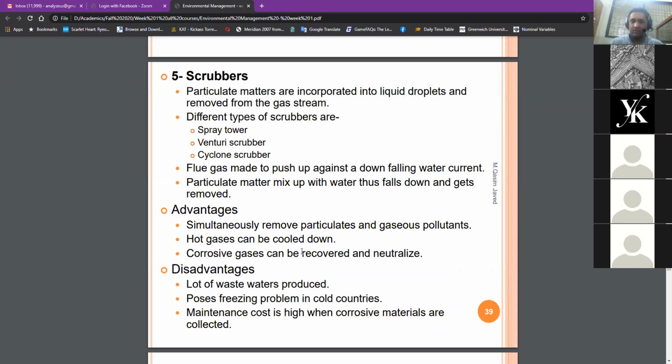We might need some other liquid or some other chemical depending on the chemical composition of the gases. That is the reason it is mentioned here that particles are incorporated into liquid droplets. They're not saying we are incorporating this into water. One example is that we might be using water or some other liquid through which the gas is passed. The dirt particles or pollutant particles are absorbed by the liquid and they basically settle down, while the cleaner gas is let go.